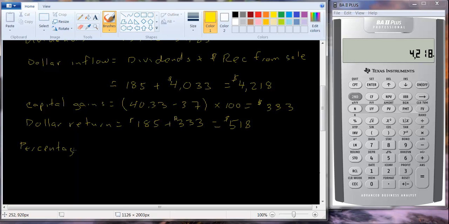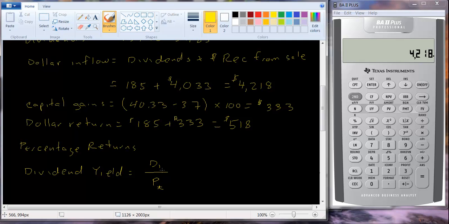Okay, we can break up the percentage returns into different components, just like we broke up the returns into dividends and capital gains. We can also break this up into dividend yield, and dividend yield is the percentage return on the dividends. Dividend yield is defined as the dividend that you receive next year divided by the price you paid. In fact, I can give you a more general notation.